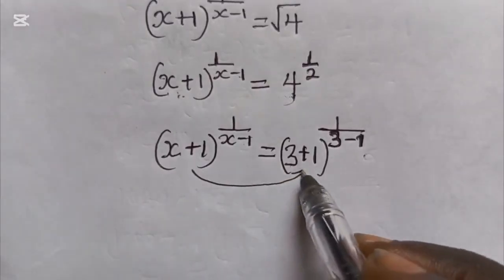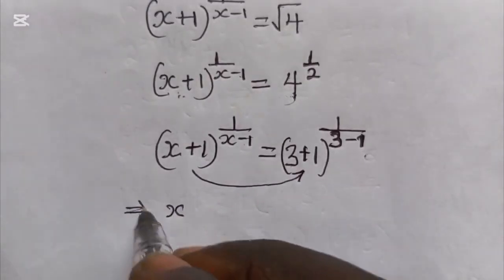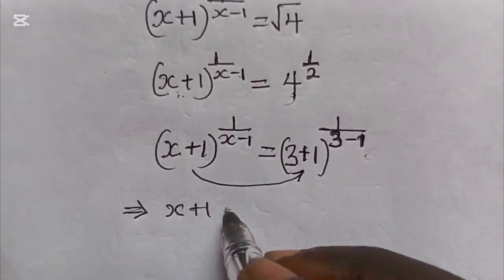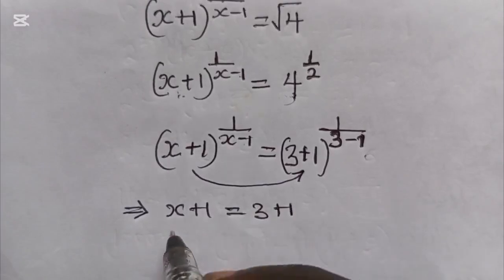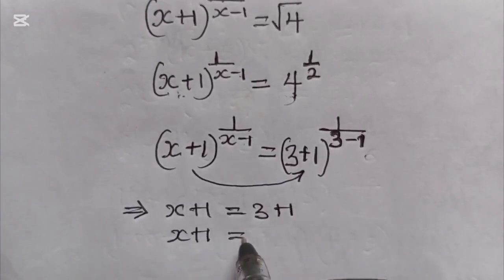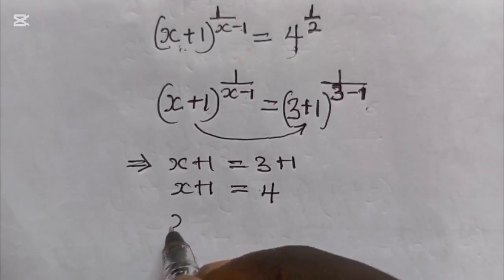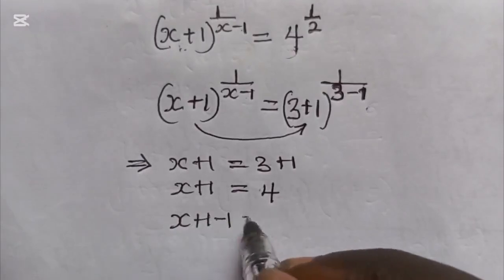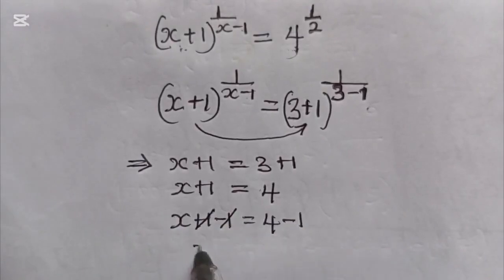Now, let's compare the base and let's compare the index. If you compare this base, you have x plus 1 to be equal to 3 plus 1. That gives us x plus 1 equal to 4. Then we can subtract 1 from both sides. x plus 1 minus 1 equals 4 minus 1. Minus 1 minus 1 will cancel each other. So we have 4 minus 1, that's 3.